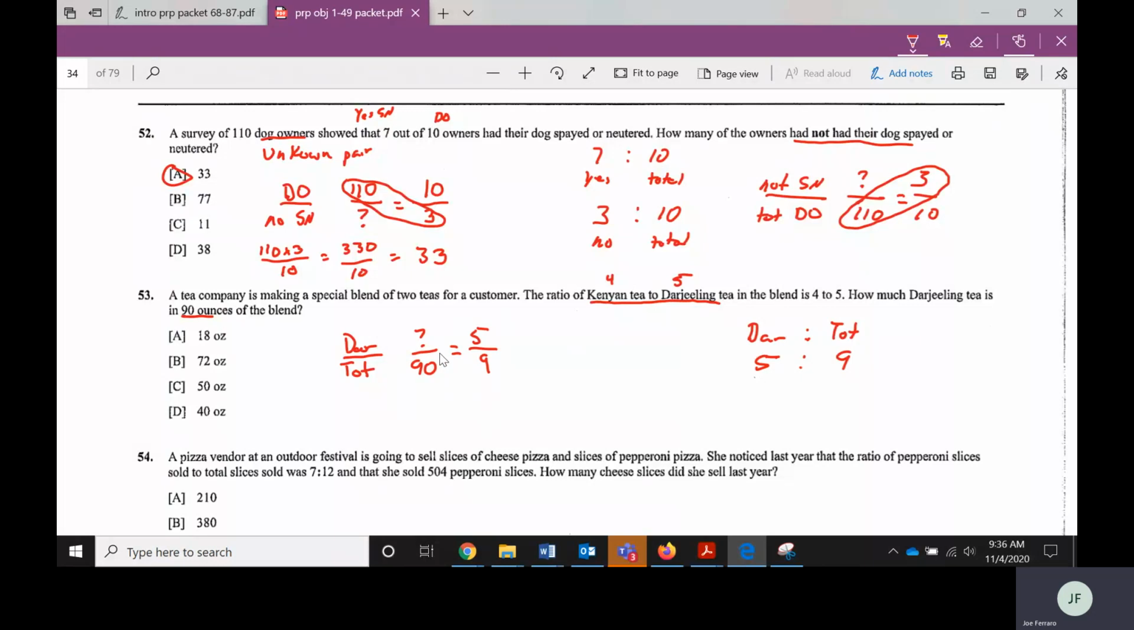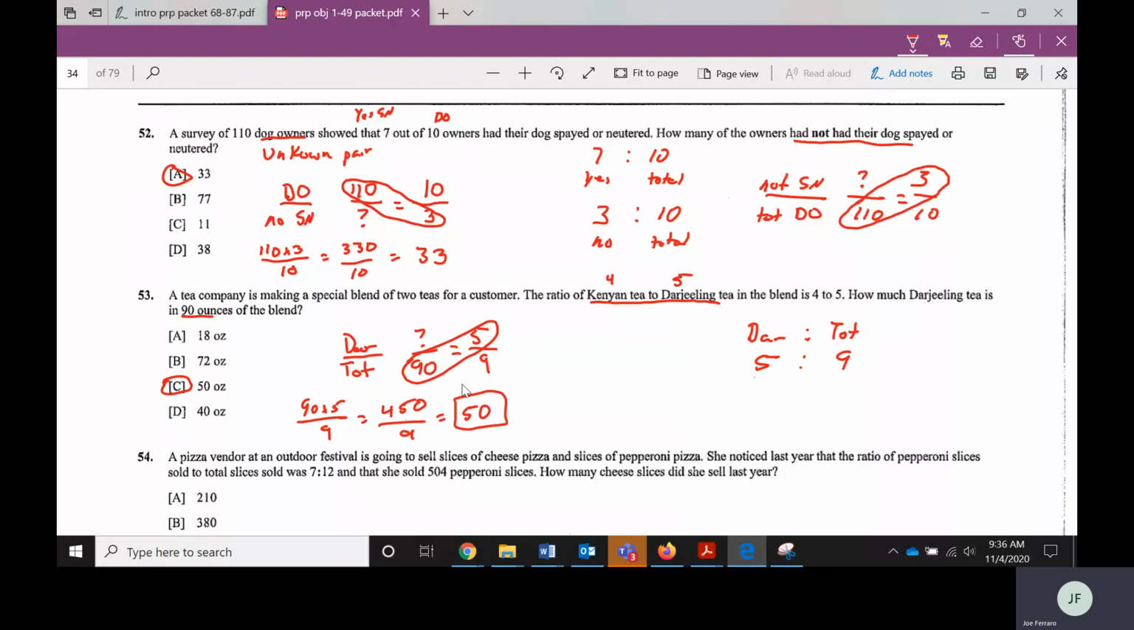Okay, now some of you might be able to look at this and solve, otherwise use your cross multiply and divide. The diagonal 2 numbers is 90 times 5 divided by the other number. So we get 450 divided by 9, and we get an answer of 50. The other way you could have looked at that is from 9 to 90, you'd have to multiply by 10. So 5 times 10 would be 50. That would be our answer.